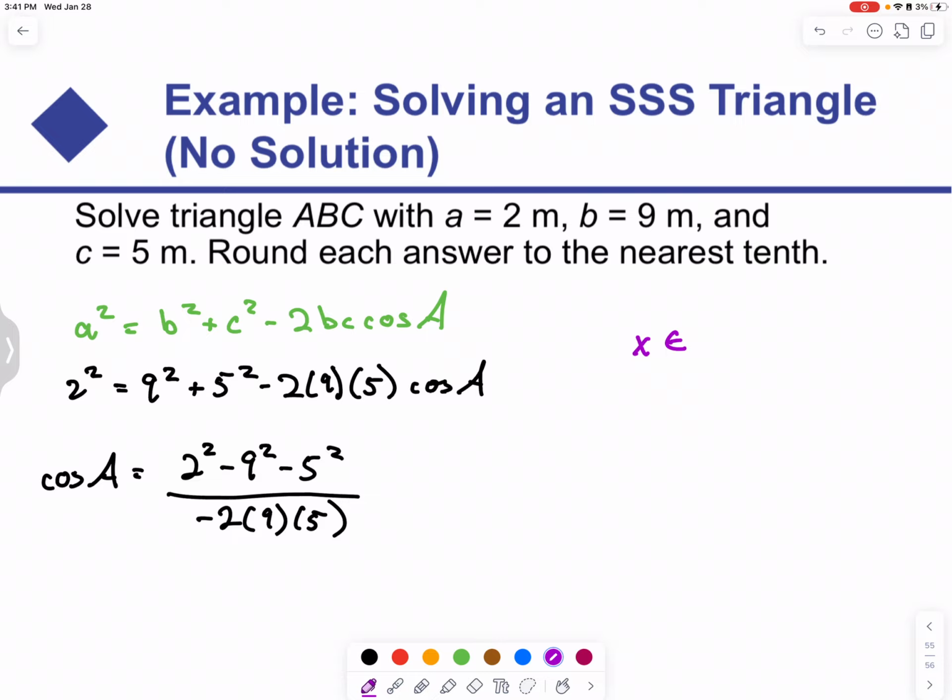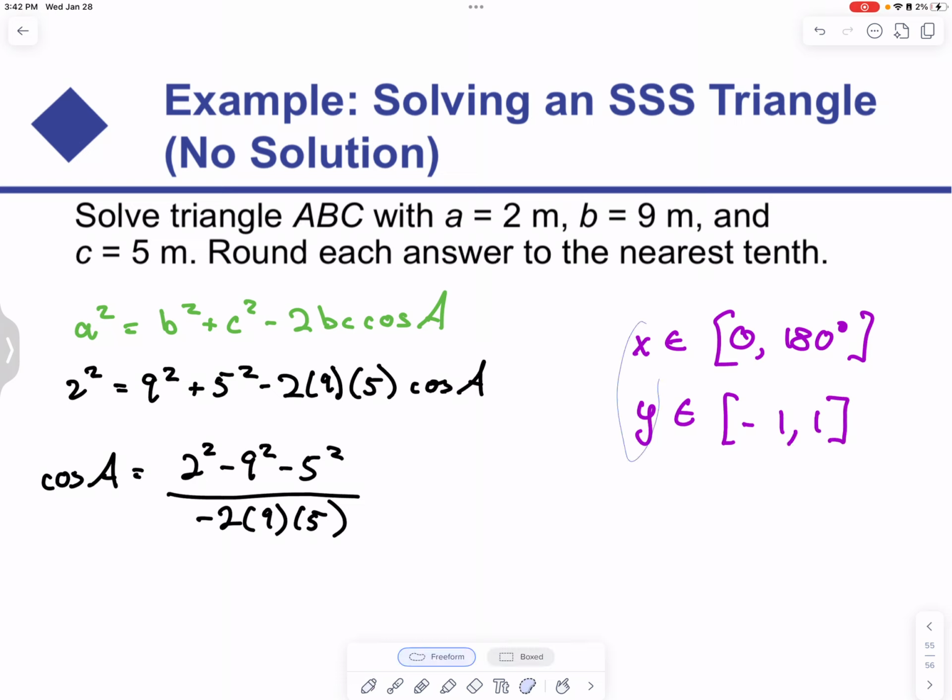For cosine, we restrict our x's to 0 to 180, the closed interval from 0 to 180 degrees. And our corresponding y's, okay, so this is where that has to be less than 1 comes into play. Our y's go from negative 1 to 1. So when we go to do arc cosine, again, these switch places.